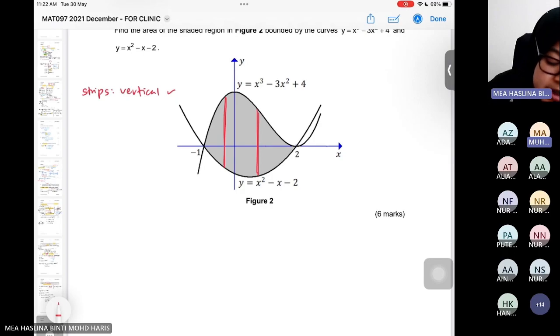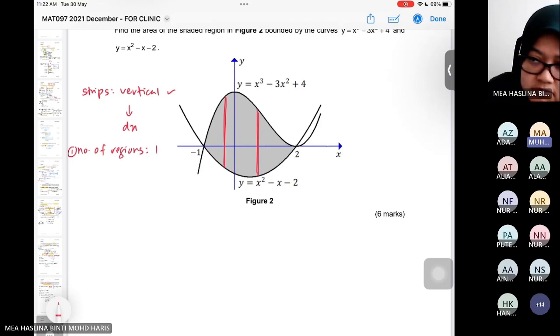Strips vertical, so you have dx. Okay. Number of regions. How many number of regions? Only one. Okay. Number of regions and then limit. When dx, okay, so functions in x. So in x already for both.